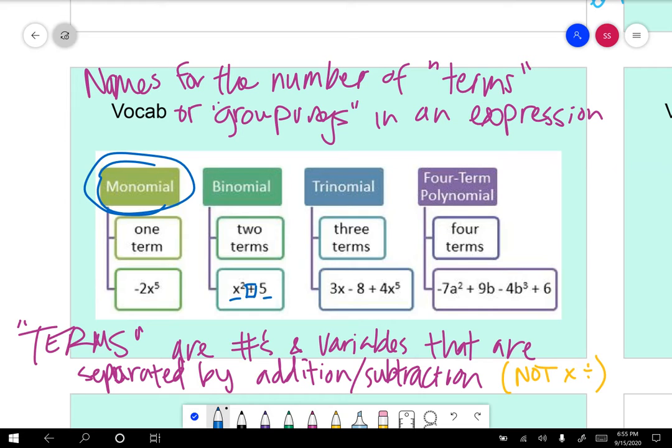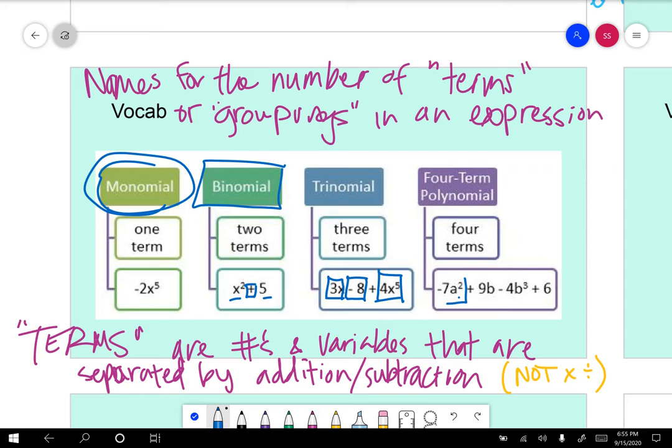If there's two terms, it's called a binomial. Bi meaning two, binomial. If there's three terms, it's called a trinomial, tri meaning three. So we have one term, 3x, then we have -8, and then we have positive 4x to the 5th. So there's the three terms there. If there's four terms, basically from there we just call it a 4-term polynomial or 5-term polynomial or 6-term polynomial.